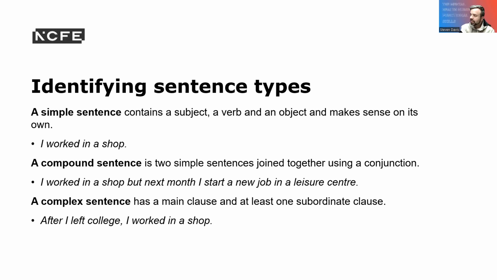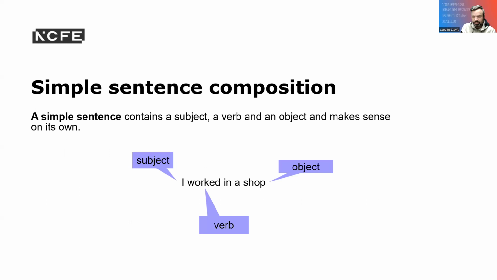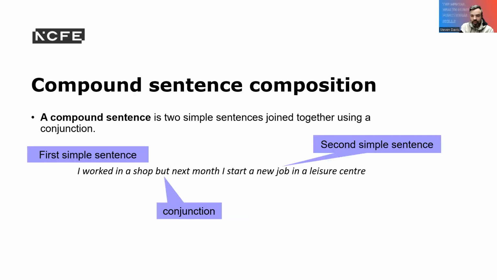Good. A complex sentence has a main clause and at least one subordinate clause. For example, after I left college, I worked in a shop. So in a simple sentence, you had the subject, the verb, the object. The compound sentence, you had the first sentence, the conjunction, the but, and then the second simple sentence. So bringing that together as a compound sentence.